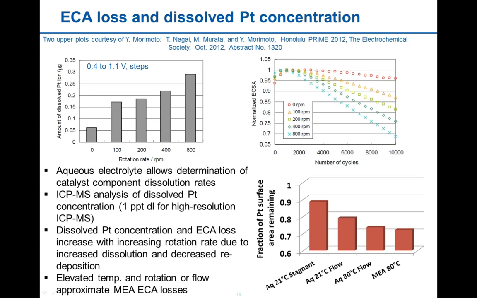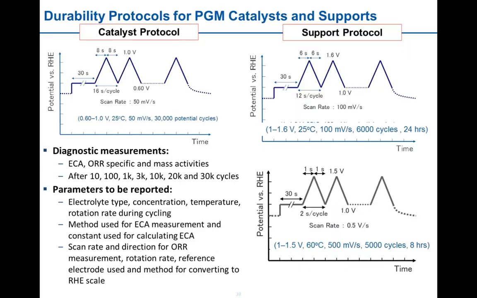So in the bottom right plot, what I show is that if you elevate the temperature of your RDE electrolyte and you also rotate the electrode at a fairly fast rate, you can see ECA losses that are very comparable to what's seen in the MEA environment. Next slide, please.